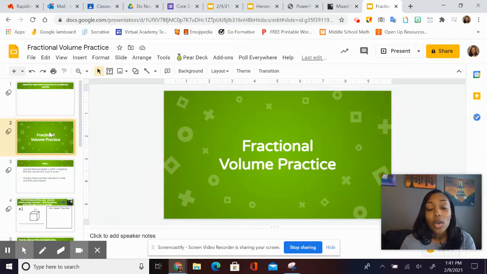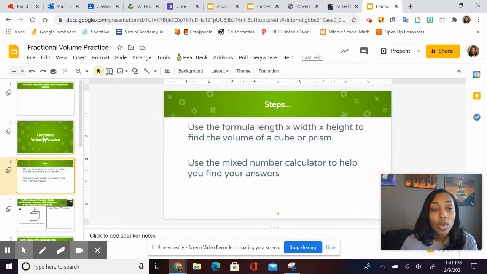Hey, so this video is going to show you how to do the fractional volume practice today. So the first slide that you'll get to after you do the introduction slide is this one here, where it just reminds you of the steps that we did in class: length times width times height.